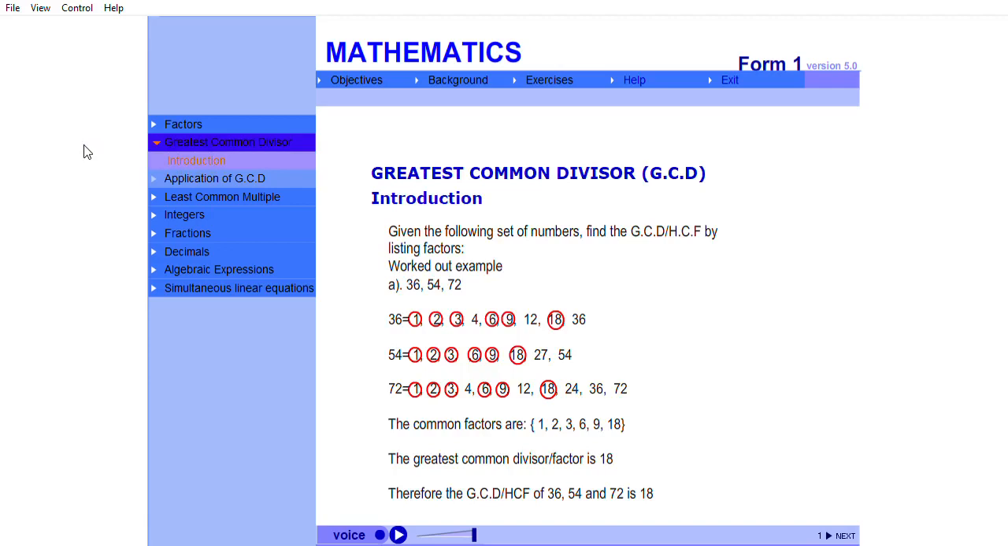Introduction. Given the following set of numbers, find the GCD or HCF by listing factors. Worked out examples. 36, 54, 72.